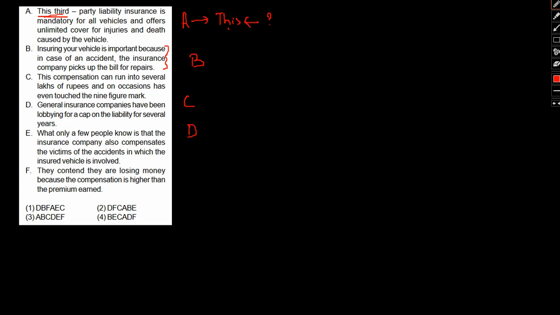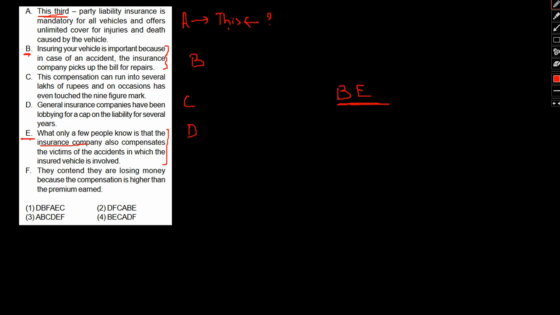E: What only a few people know is that insurance companies also compensate the victims of accidents in which the vehicle is involved. Now take a look at this. What only few people know: the insurance company compensates the victim in case an accident is involved. Go with B: insuring your vehicle is important because in case of an accident, the insurance company picks up the bill for repairs. Yes, this sets up an idea. Option B sets up an idea, and option E elaborates upon this. So B will be followed by E, and B and E will form a pair.